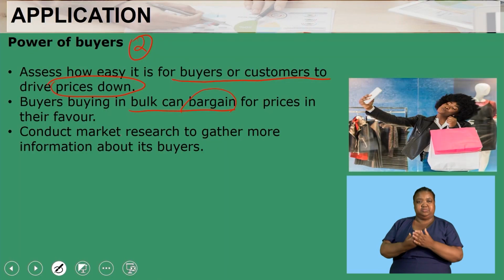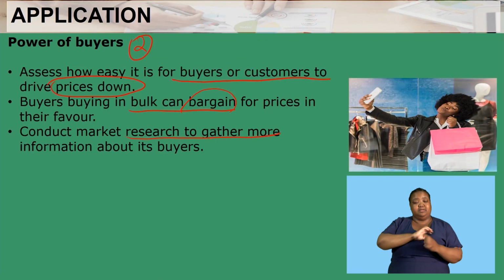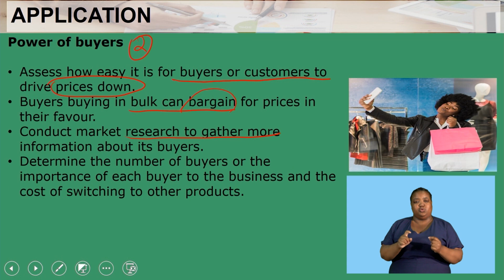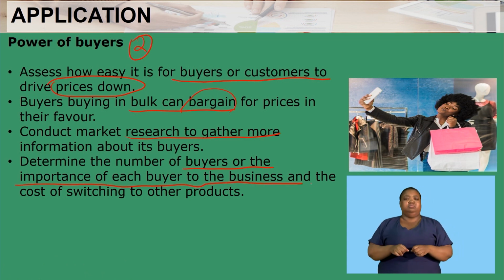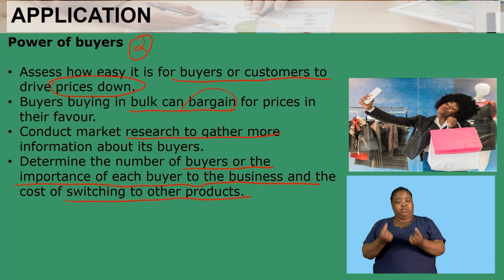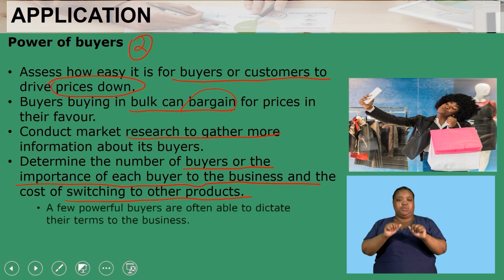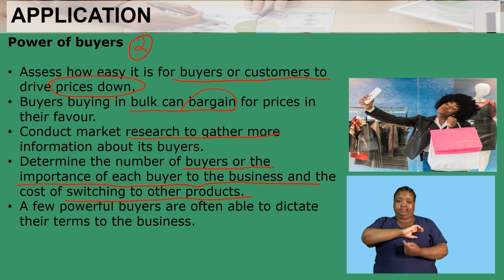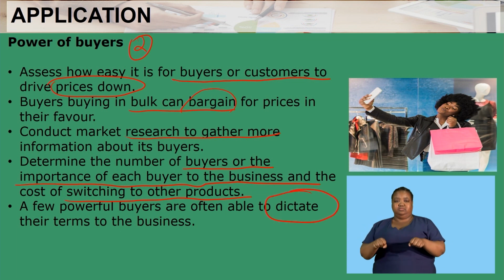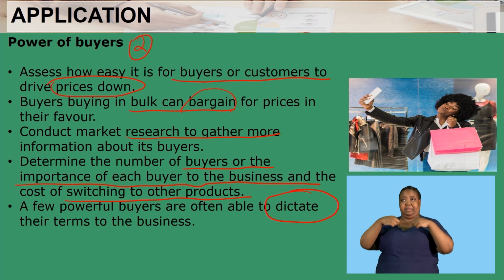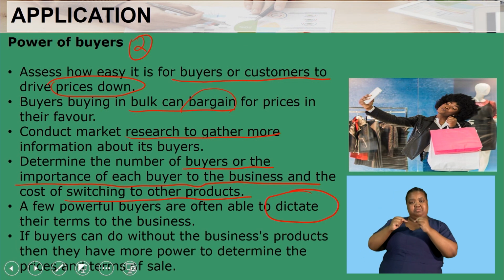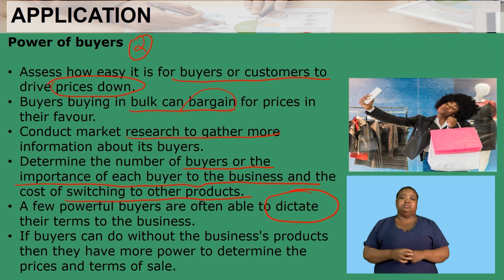Right. So conduct market research to gather more information about the buyers, and then determine the number of buyers, the importance of each buyer to the business, and the cost of switching to other products. How important is that buyer? A few powerful buyers are often able to dictate, meaning they've got influence, they can dictate their terms to the business. If buyers can do without the business's product, then they have more power to determine the prices and the terms of sale.